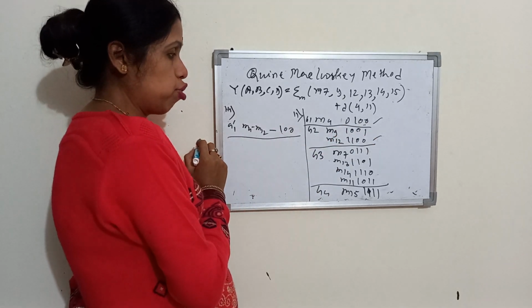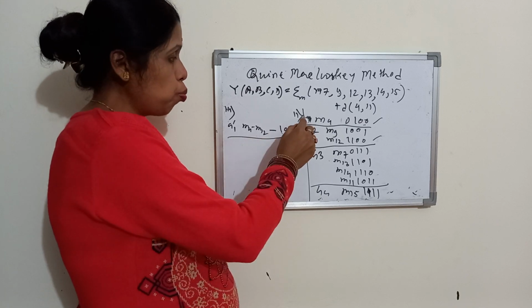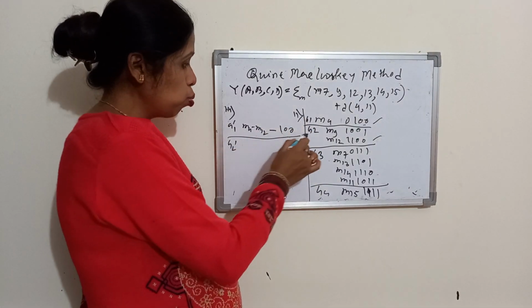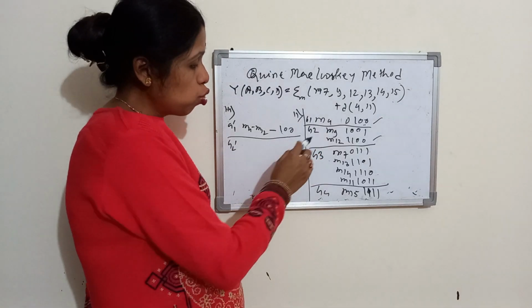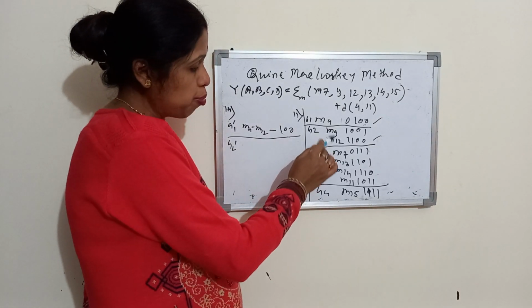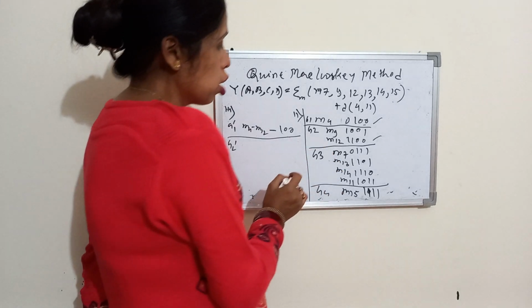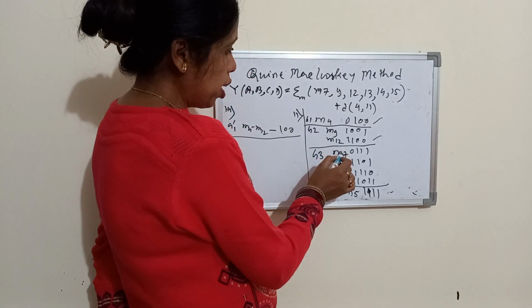Okay, in this way I have to write. Now come to group 1, which is already compared with group 2. Now come to group 2 and group 3. For group 2 and group 3, I am comparing first M9 with all the minterms, then I will compare M12 with all the minterms. So I start with M9 and M7.